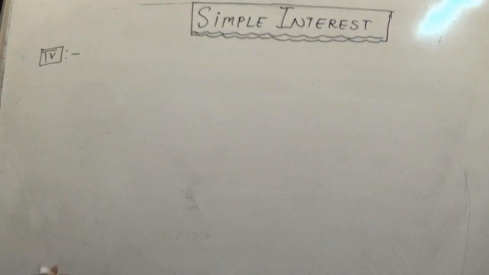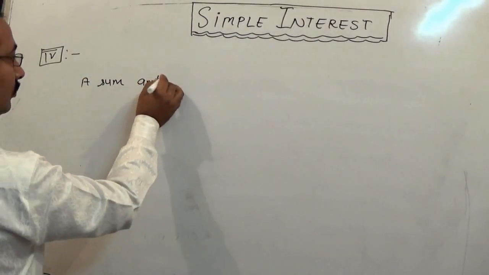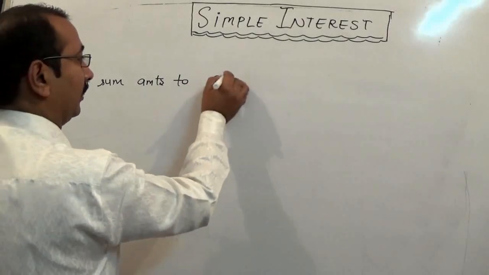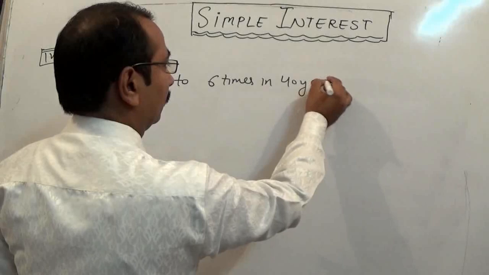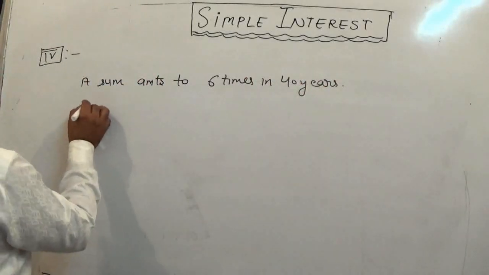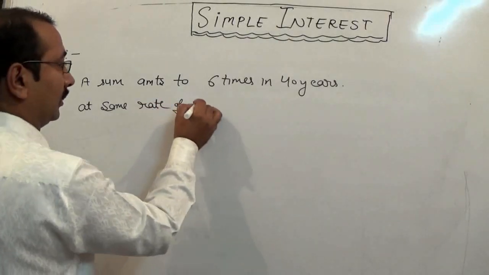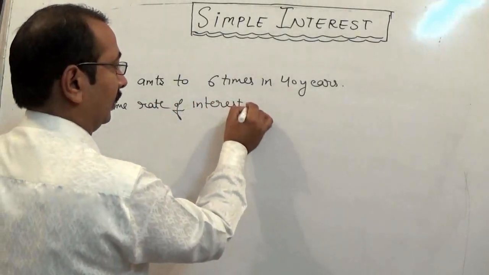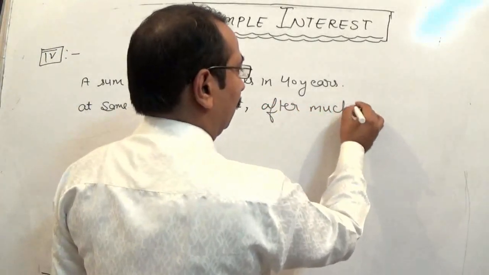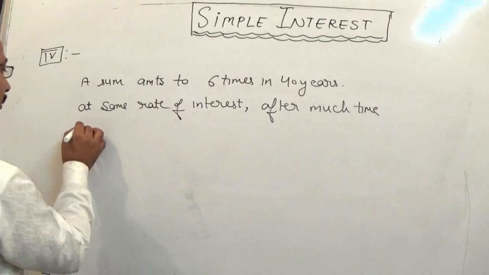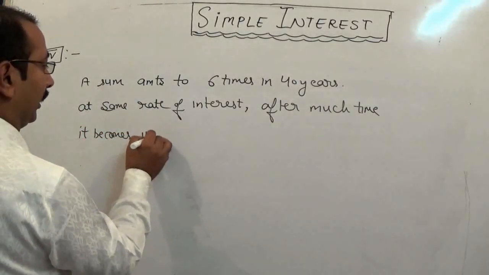It is given that a sum becomes, or a sum amounts to, 6 times in 40 years at the same rate of interest. After how much time does it become 14 times?